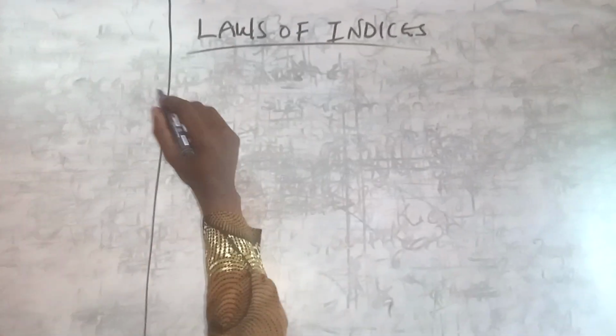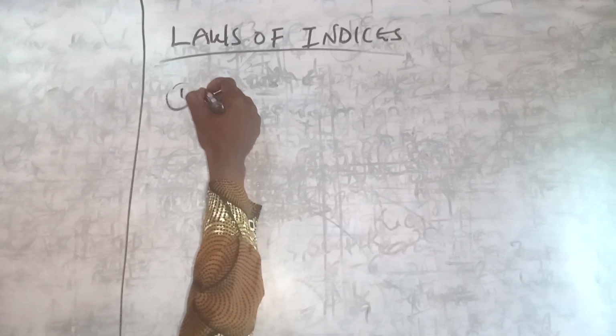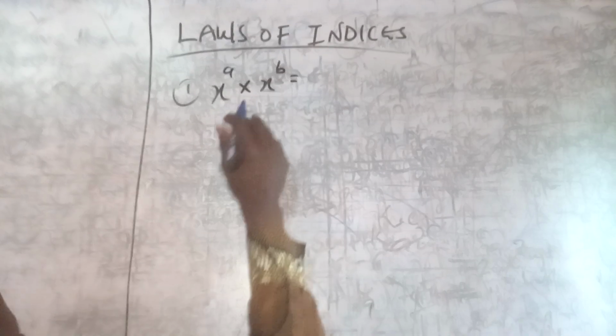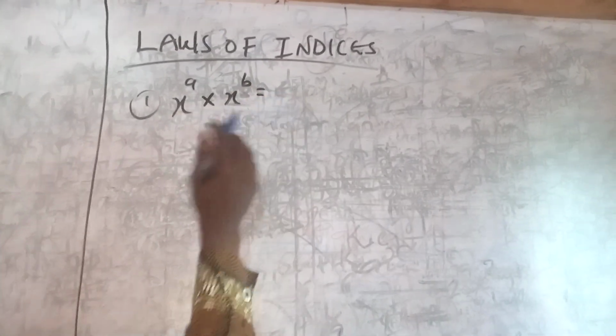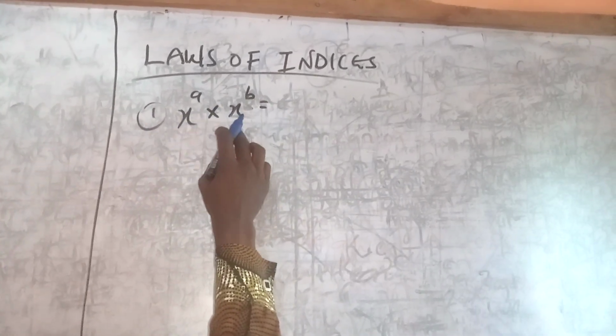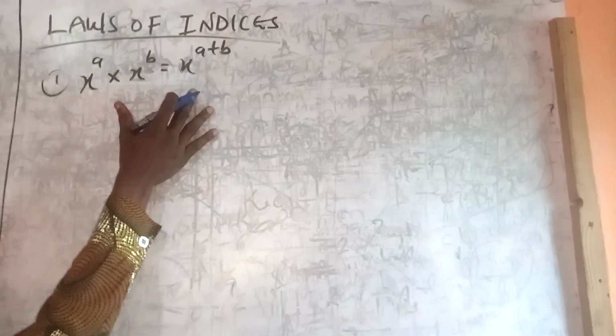of indices. Now, you will recall that I said in the previous video that law 1 states that x raised to power a times x raised to power b, when they are having the same base x, this is the base, this is the power, this is the base, this is the power, as they are having the same base like this, what you will simply do is add the powers. So this is the first law of indices.